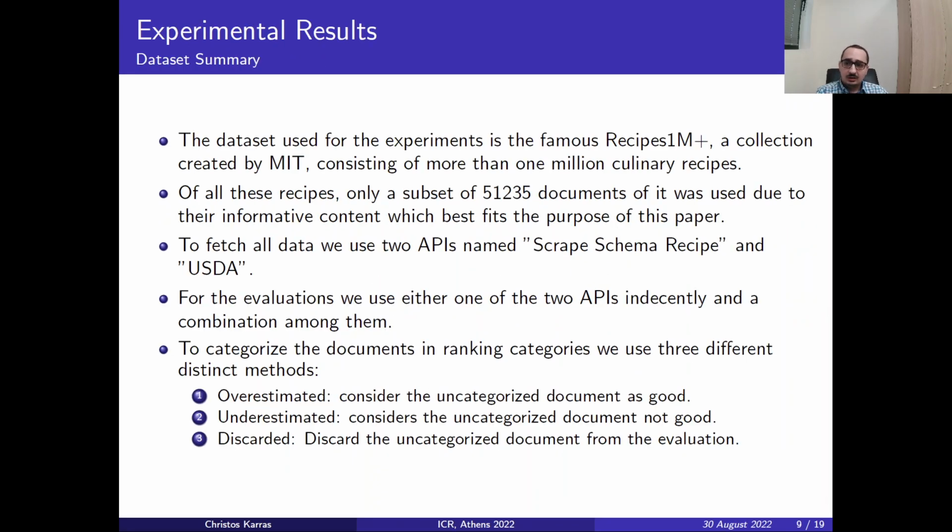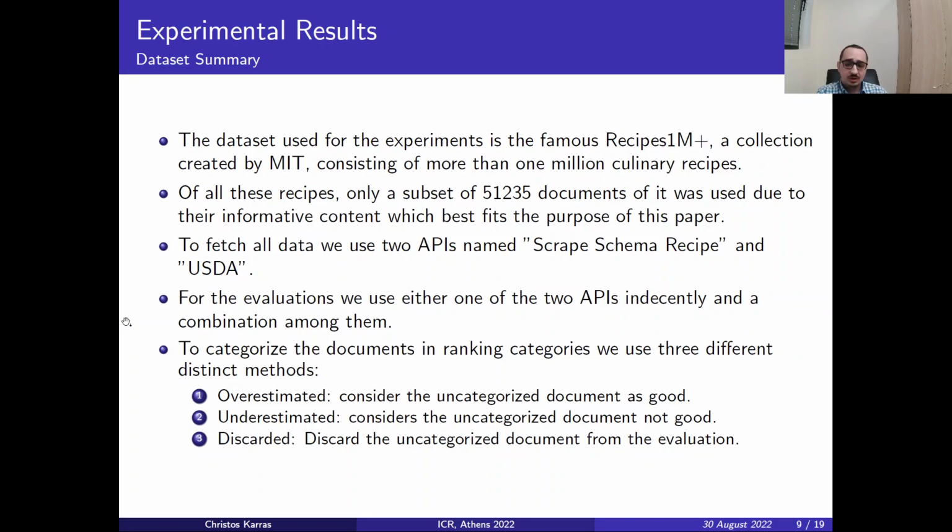On the experimental results, initially a few words about the dataset utilized in this work. This was the famous Recipe1M+ dataset, a collection created by MIT, consisting of more than 1 million recipes. Of all these recipes, we used a subset of approximately 50,000 documents due to their informative content, which fits the purpose of this paper. We use a subset for better and faster computations. To fetch all data from MIT, we use two APIs, named Scrape Schema Recipe and the USDA. For the evaluations, we use either one of them or a combination of them.